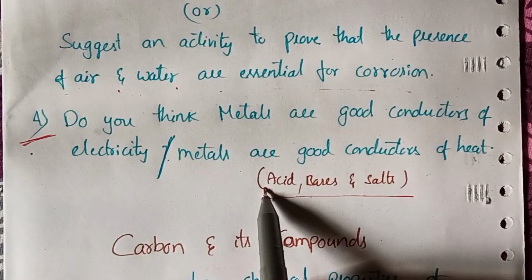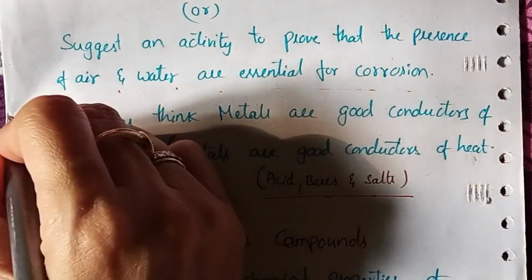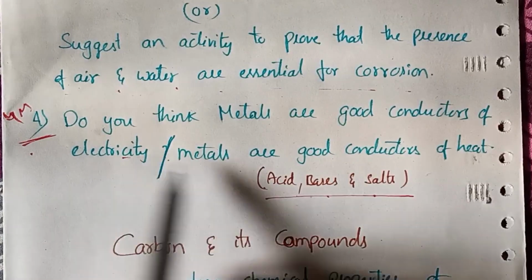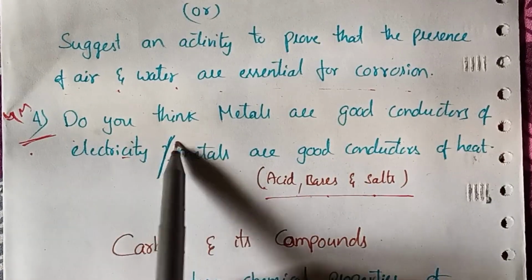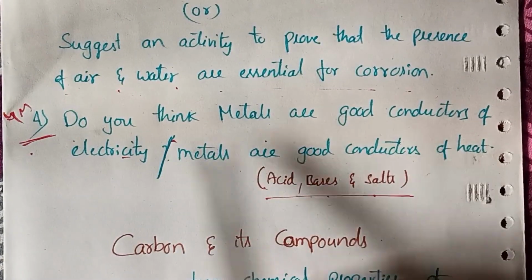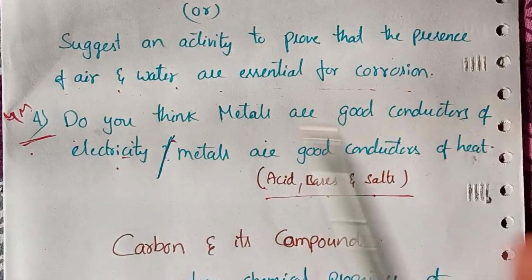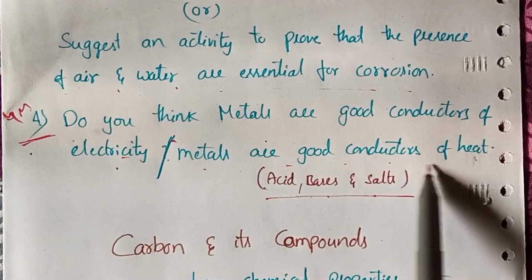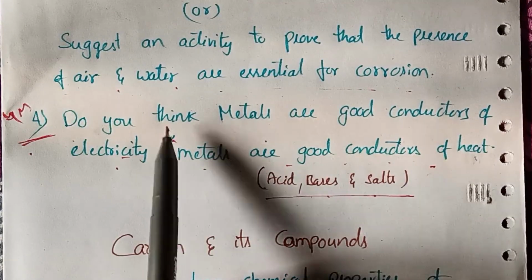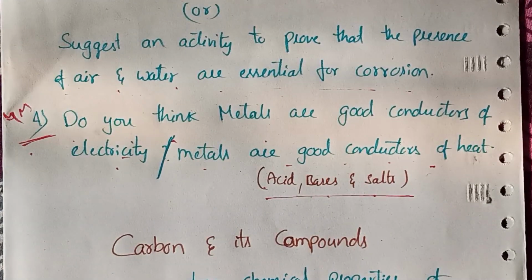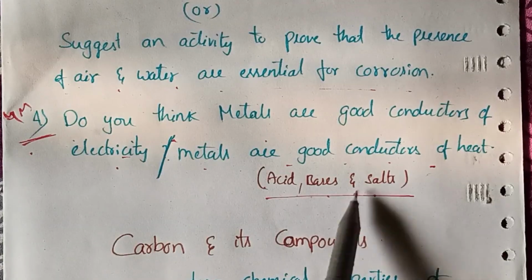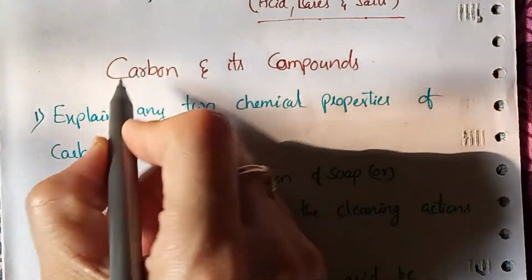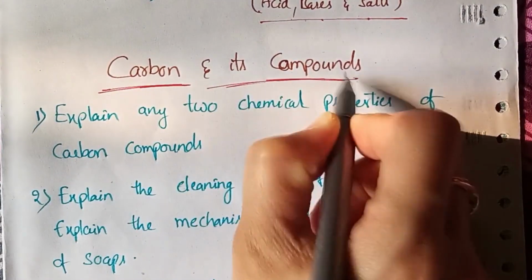Next, this fourth question, actually this question is from the second unit, means second chapter, acids, bases and salts. This is a 4 marks important question, guys. Okay, sorry, I have written here itself. Okay, just note it down. Do you think metals are good conductors of electricity? This is also one question. And another question is, do you think metals are good conductors of heat? Okay, these two questions are very important for 4 marks from acids, bases and salts. Got it, guys? Now let's move on to the next chapter, that is carbon and its compounds.